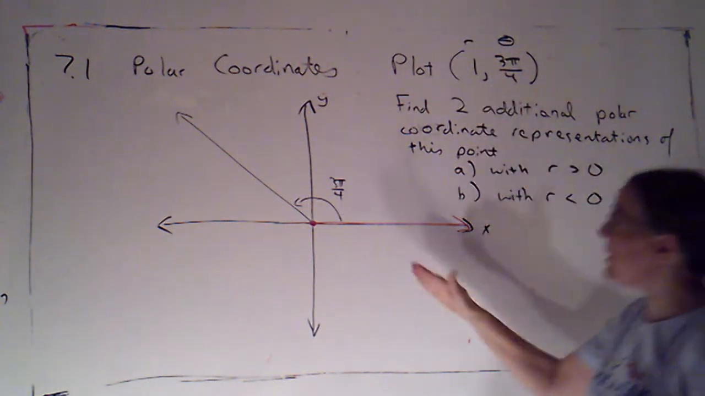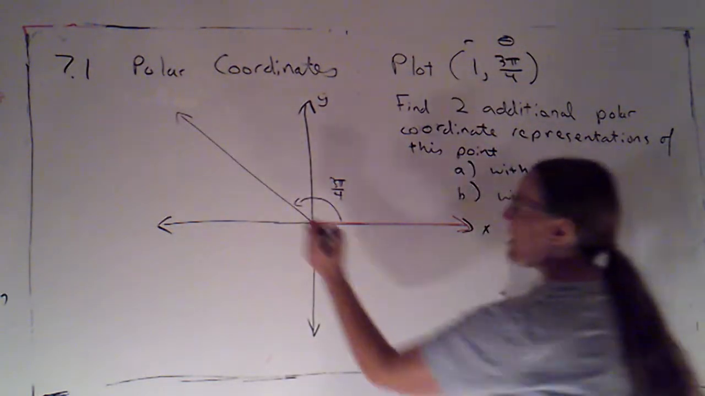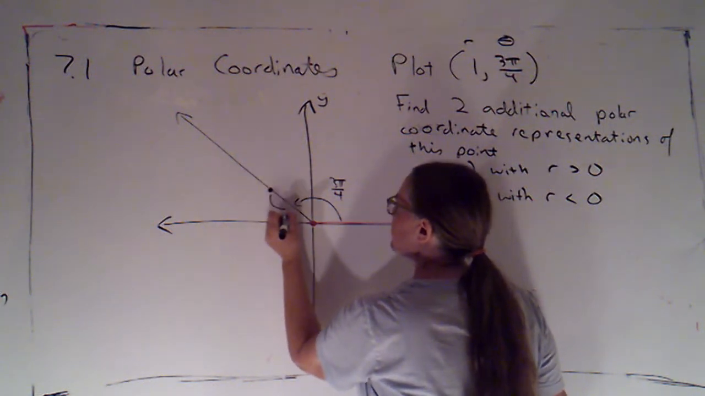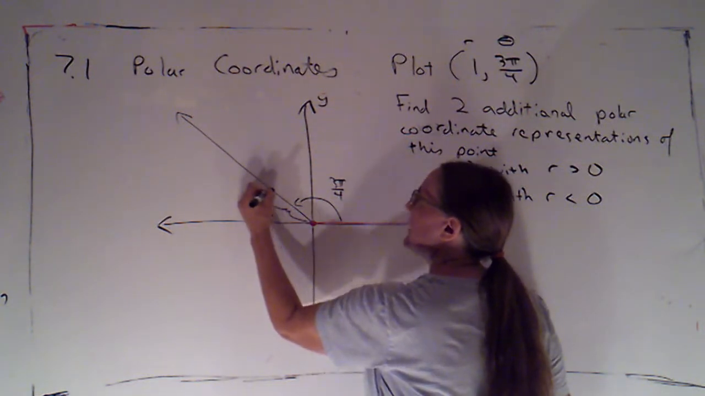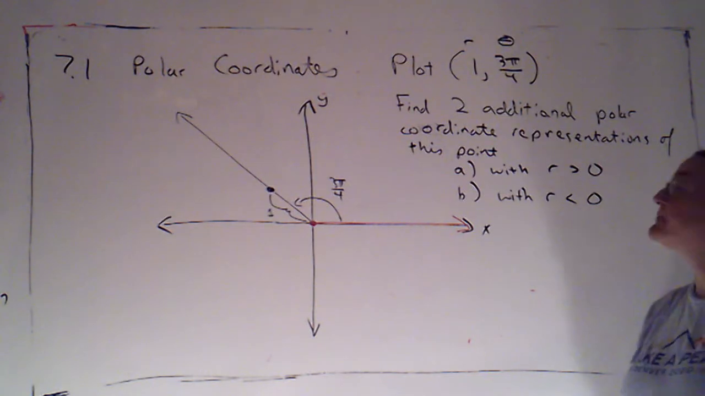That's positive, so I've got to go in the positive direction, which is up and to the left, and I've got to come up 1 unit. So I'm saying here that this distance is 1, and that's my point right there. Okay, so we've successfully plotted it.